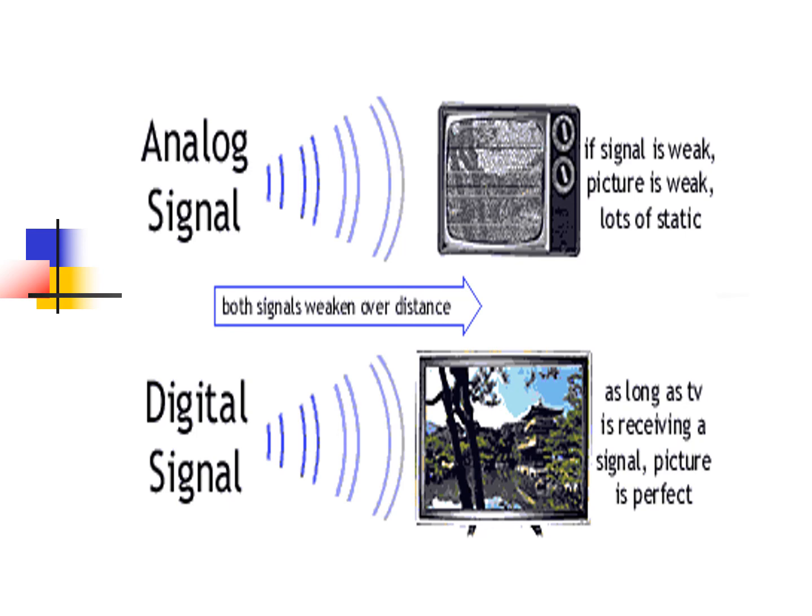Another difference between analog signal and digital signal is in terms of distance from the source. Both signals weaken over distance. However, for analog signal, if signal is weak, picture is weak. Lots of static will be seen on the TV screen. While for digital signal, as long as the TV is receiving a signal, picture is perfect.